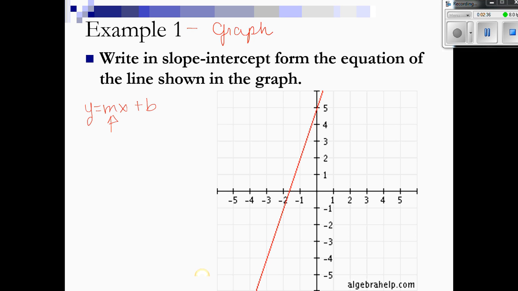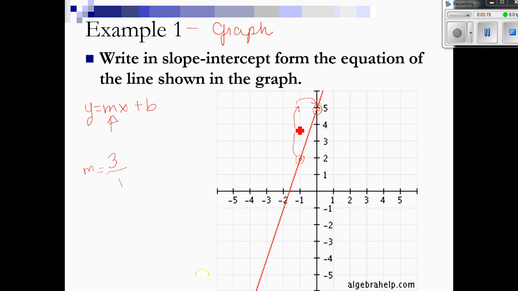And to find the m, that's your rate of change. How much is it rising over? How much is it running over? You need two very nice points. And what I mean by nice is you need integer values. And so those 2 points right there that I have circled are nice integer values. And then you can talk about how much the graph rises up. And if we count that, that's 1, 2, 3. And how much it runs over, which is over 1. So the slope of this line is 3 over 1.